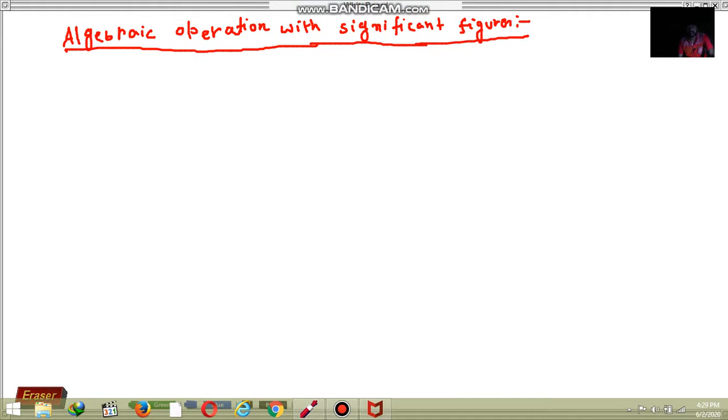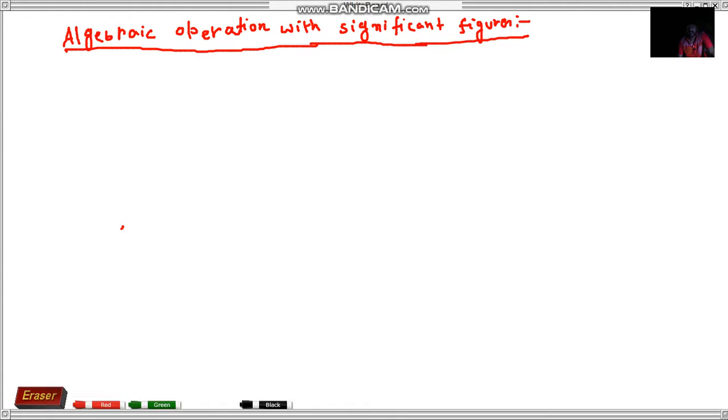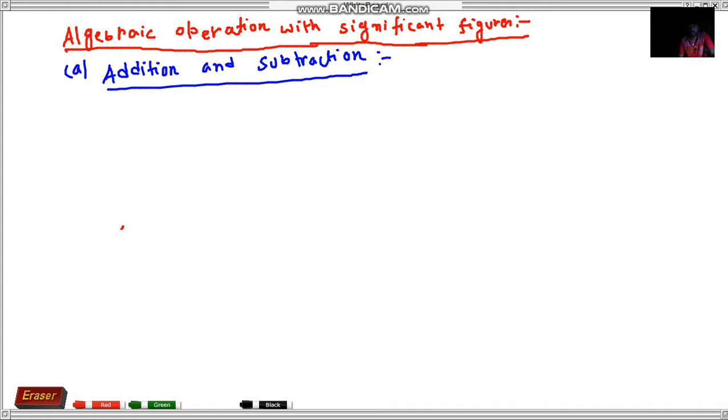Dear student, now let me discuss algebraic operations with significant figures. First we will discuss addition and subtraction. Let me take an example and discuss the rules with the help of it.